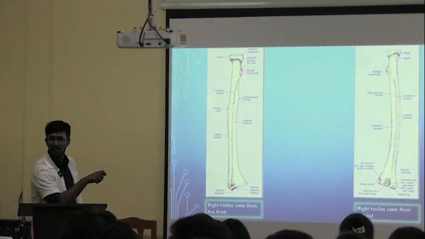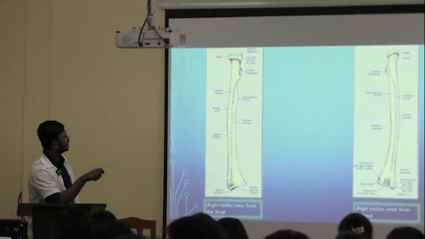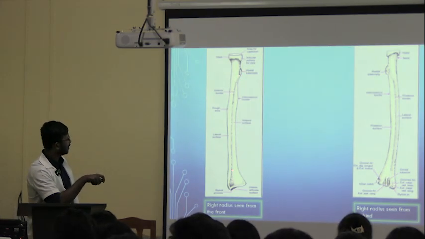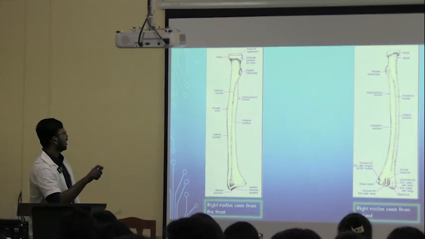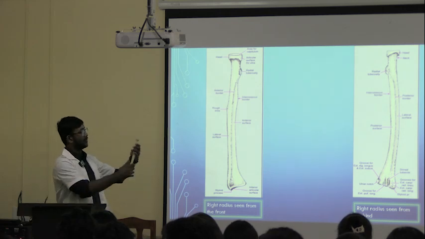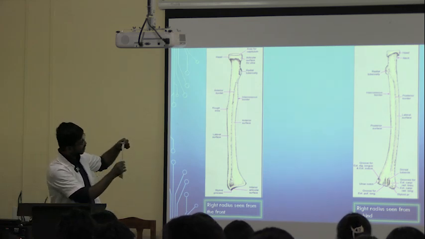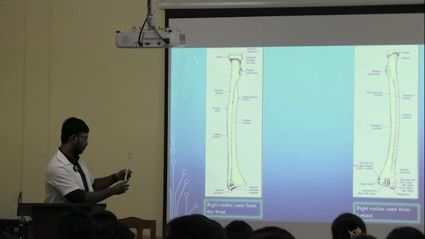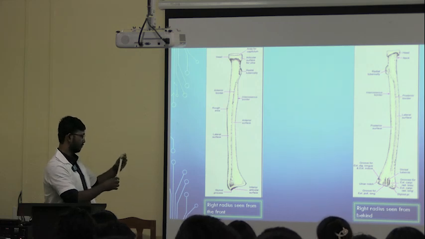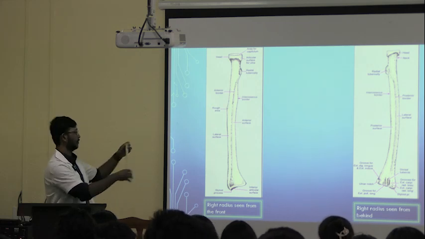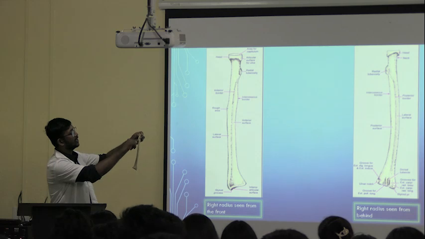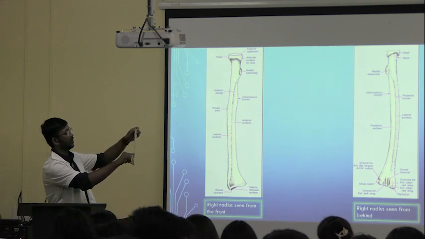This is an oblique line, no? It will come downwards and go down. Here also you will see the styloid process. So this is the styloid process, and this is the anterior border which is coming downwards.